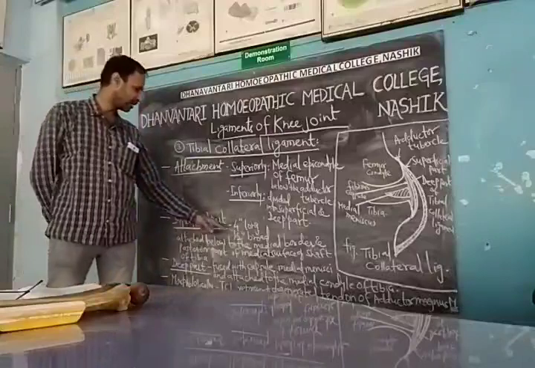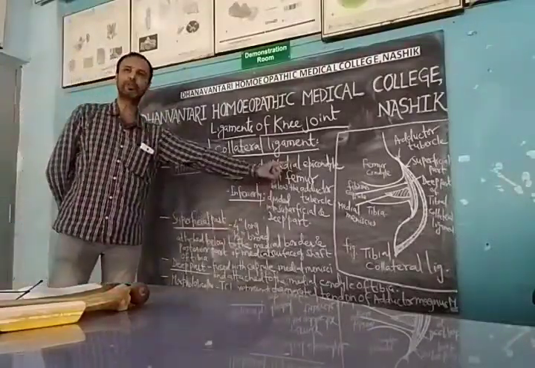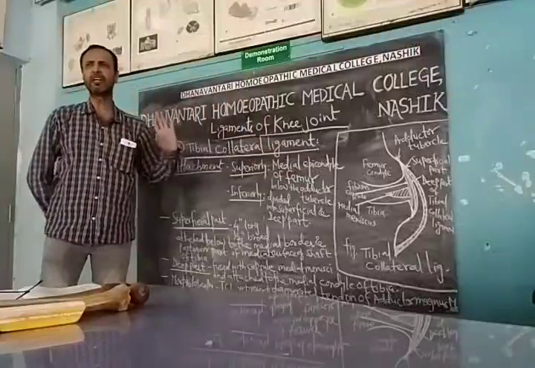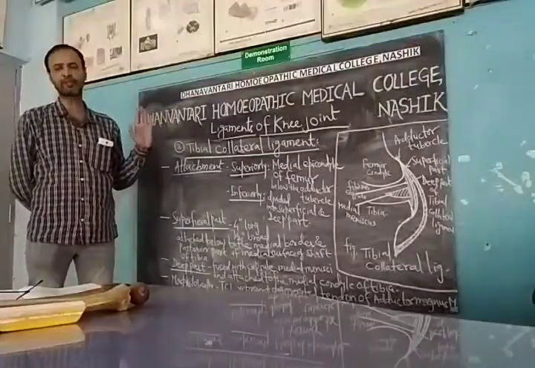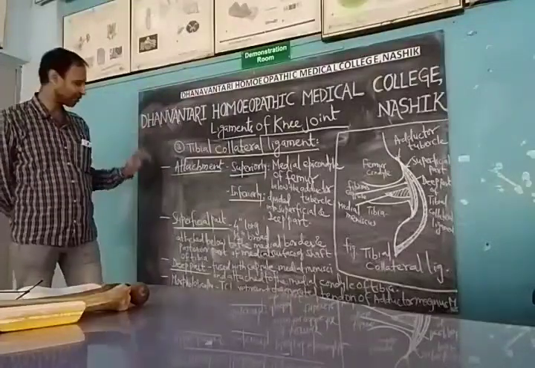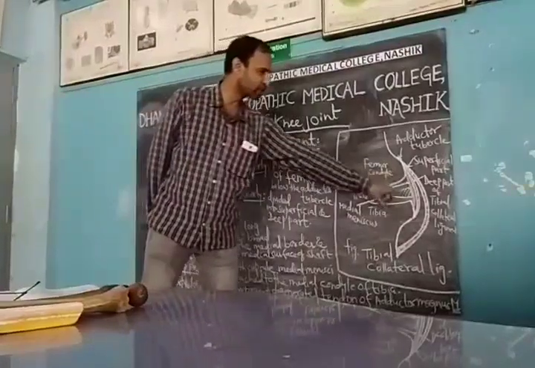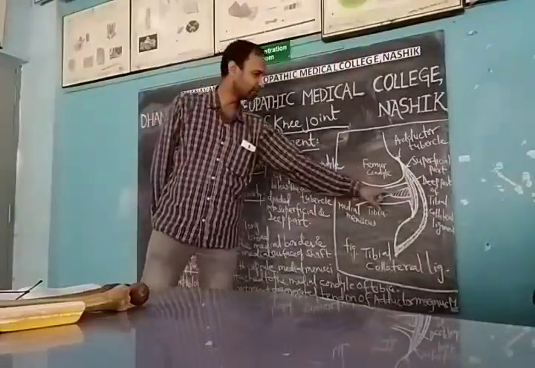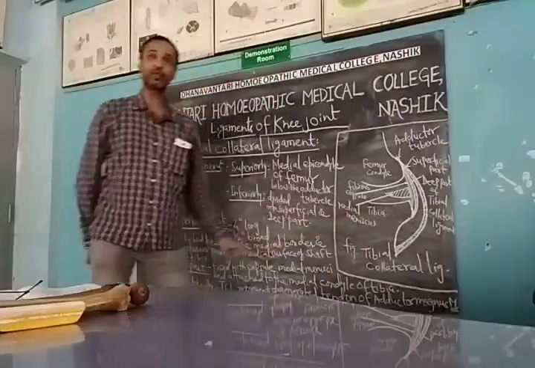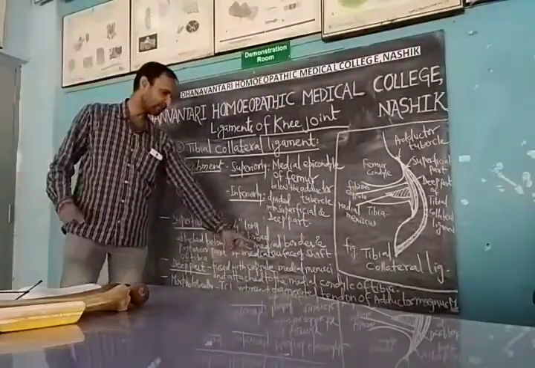So what we can say is the superficial part, attached in the simple way, to the upper part of the medial surface of the shaft of the tibia. Now the deep part is always, as I have said, blended or fused with the fibrous capsule as well as the medial meniscus, and it is attached to the medial condyle of the tibia.